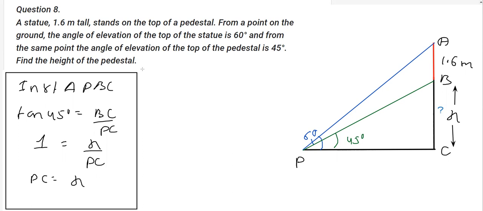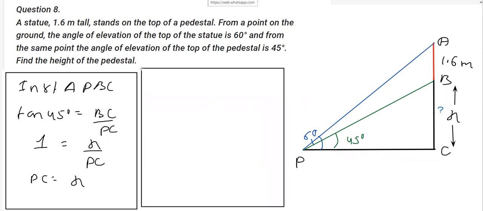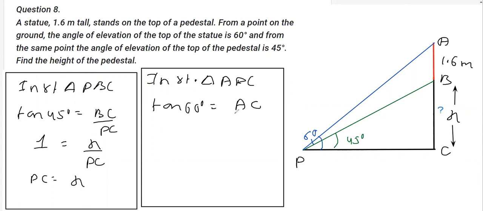Now we'll take the other right angle triangle. In right triangle APC, we have tan 60. So tan 60 is equal to perpendicular, which from the figure is AC, divided by base, which is PC. The value of tan 60 is √3. From the figure, let's see what AC is here. This is 1.6 plus X. So the length of AC is X plus 1.6 over PC. Now we know the value of PC, so we can place PC as X here.